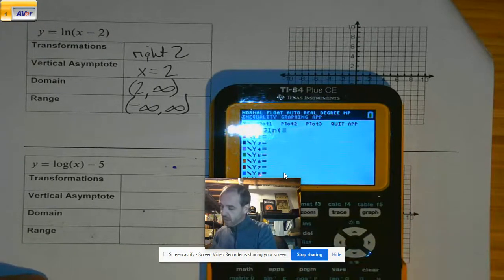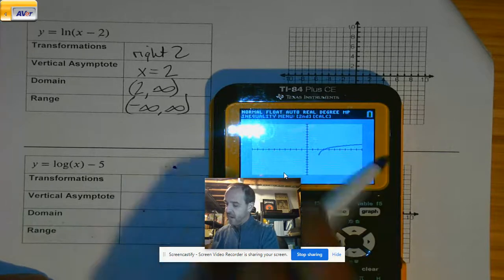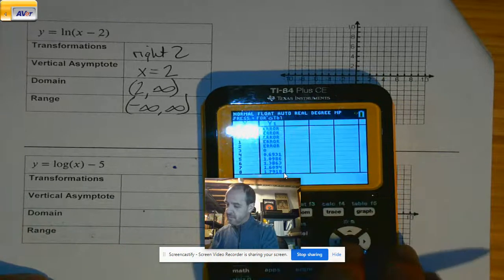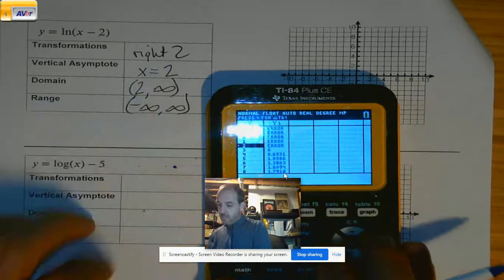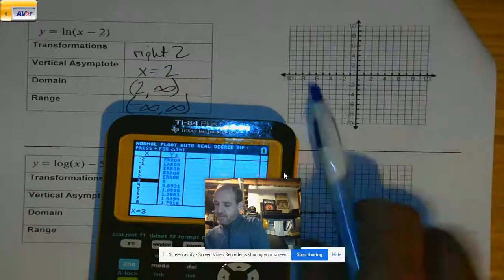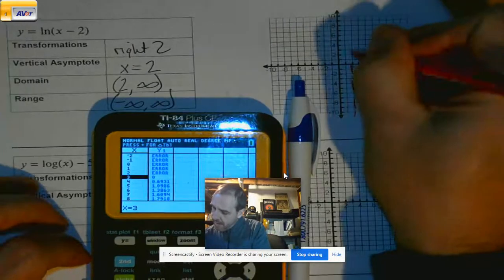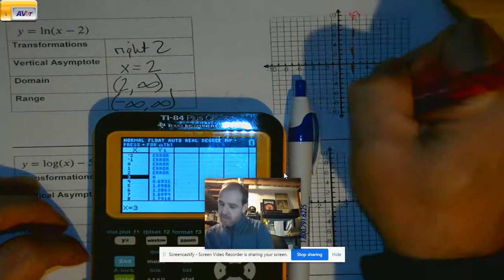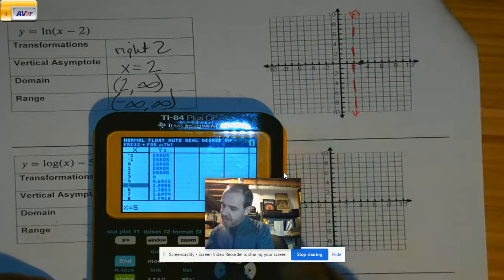So let's go in here. Let's use the natural log of x minus 2. Take a peek at the graph. I can see my shift to the right. There's the error message at 2. So let's see. Get my asymptote in there. 3, 0.